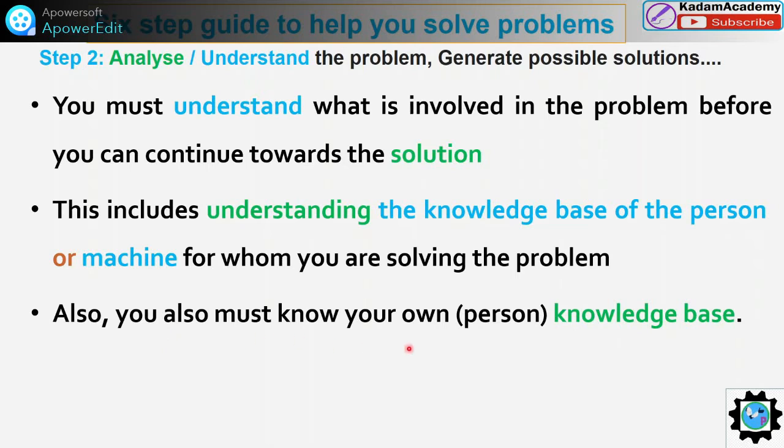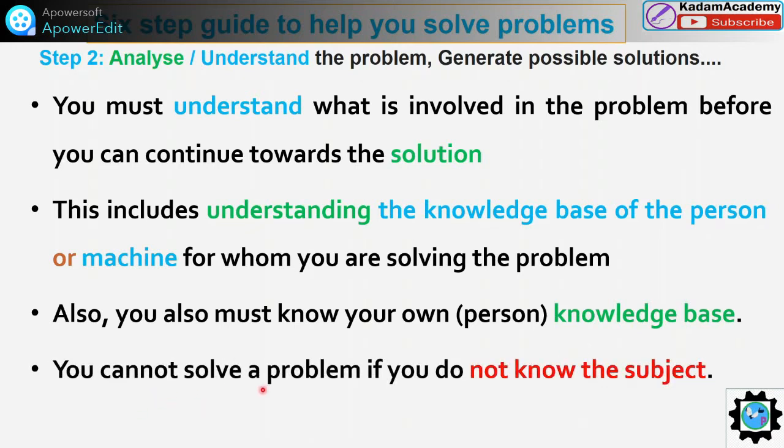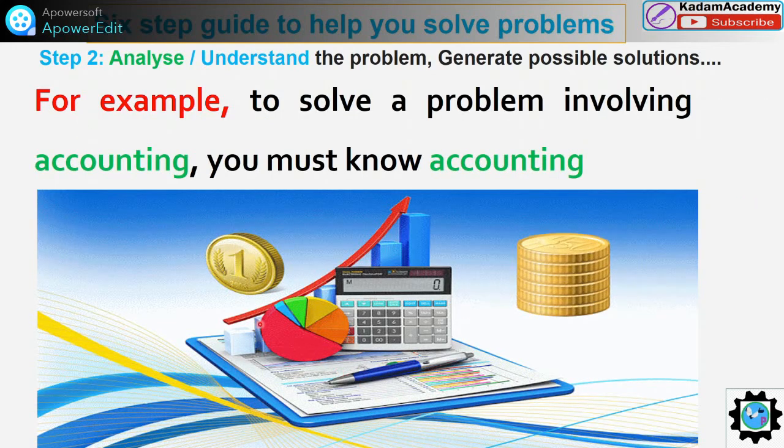Also, the person working must have the related knowledge. I will give you an example. You cannot solve the problem if you don't know the subject. For example, to solve a problem involving accounting, you must know accounting. Very simple. So that's why I'm telling you, related to subject, before solving the problem, the subject on which the problem is based must be known.